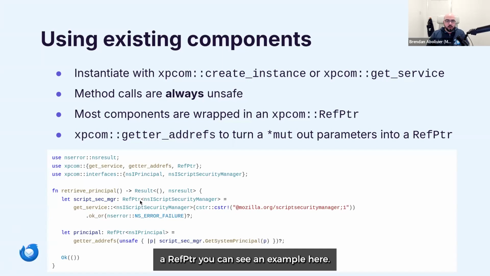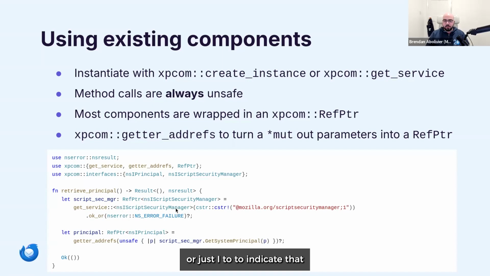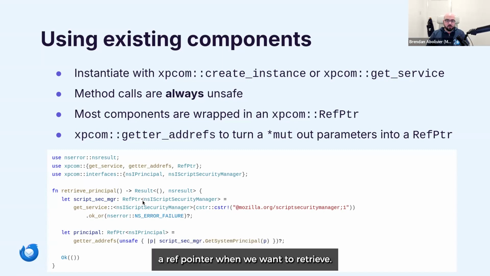So you can see an example here where we are using get service with the right interface. Most interfaces will start either with nsI or just I to indicate that the name is for an interface. We'll then give it the contract ID for the specific component that we want to retrieve. That get service returns an option, so we need to ensure that we do get something out of it, and our instance will already be within a ref pointer.